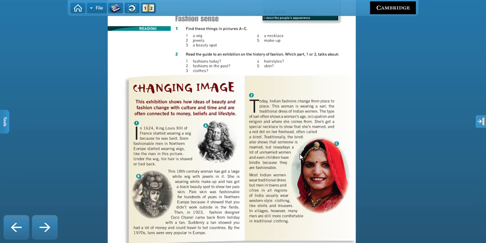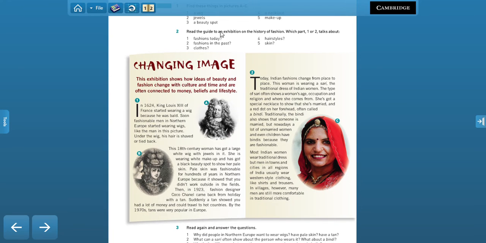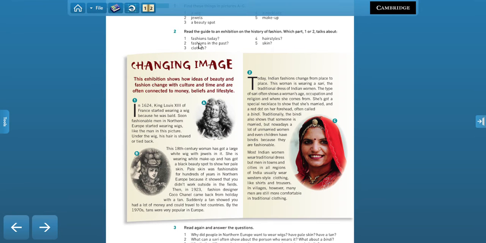Now, let's see. It says, read the guide to an exhibition on the history of fashion. Which part, 1 or 2, talks about fashions today, fashions in the past, clothes, hairstyles, and skin? Pause the video now and try to find which part, this is all part 1, or part 2 talks about the following things.